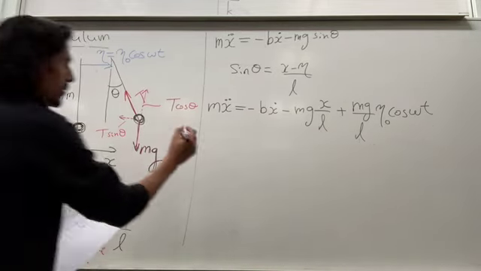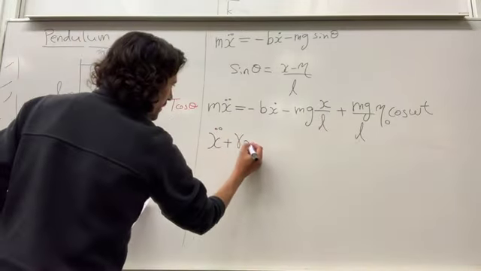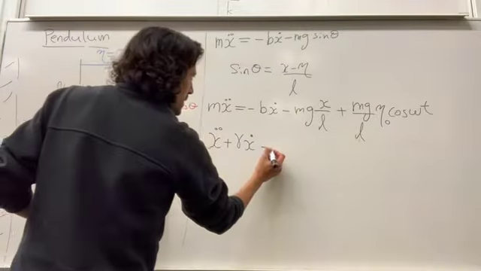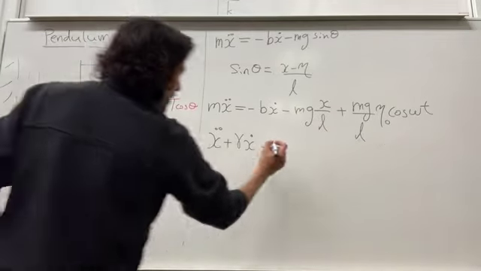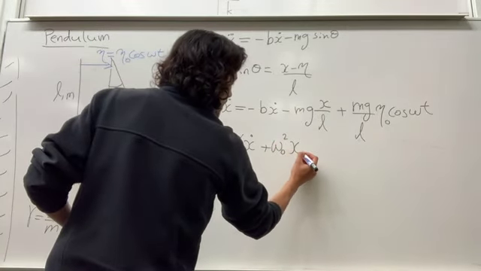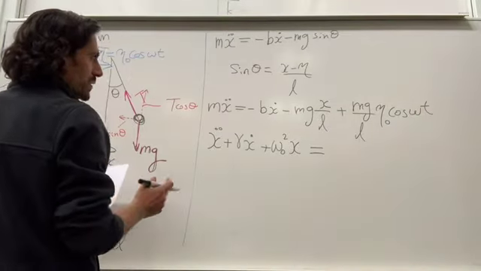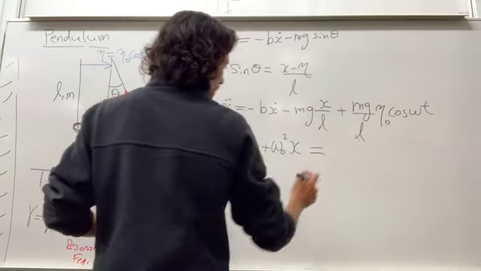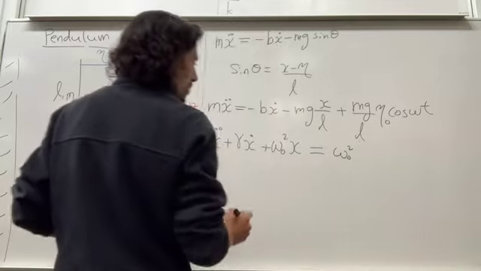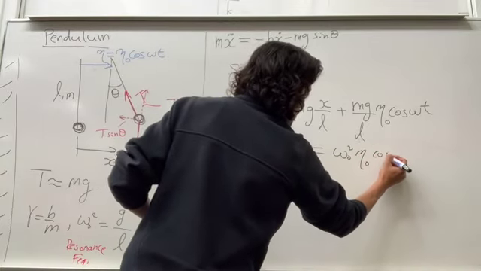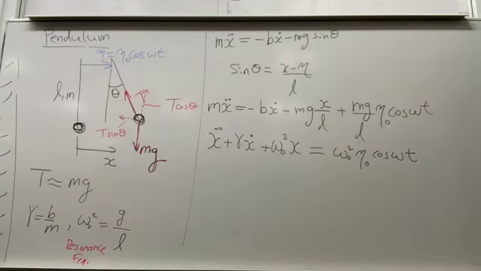Okay, let's make some order now. x double dot plus gamma x dot plus, divided by m, this is g over L, and that is omega 0 squared times x. We're going to leave as before the driving force on the right, so we divided by m, there's a g over L here, so we can already write omega 0 squared, and then eta 0 cosine omega t. And this is the equation.